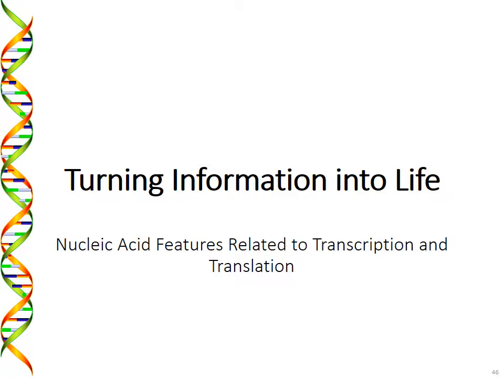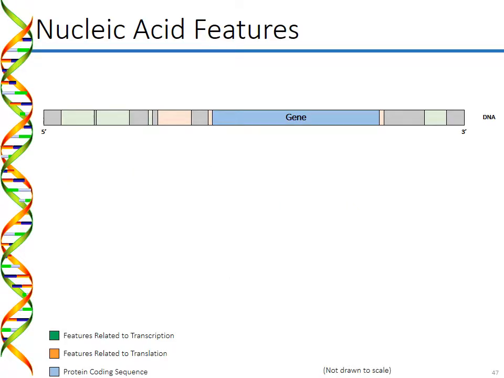So now let's look at the nucleic acid features related to transcription and translation. So here we have a diagram of a strand of DNA. There is a gene that is shown in blue that encodes a protein coding sequence, as most genes do. And there are a variety of features located on the nucleic acid strand, both upstream and downstream from the gene coding sequence. And please note that these are not drawn to scale.